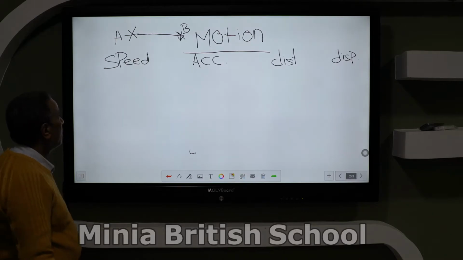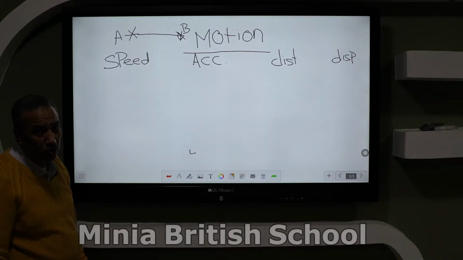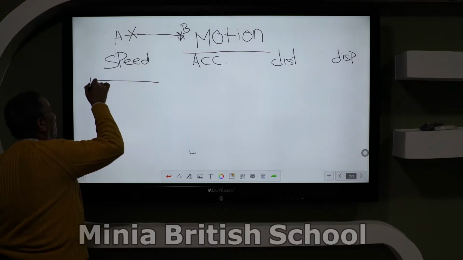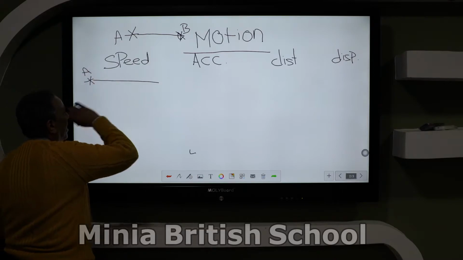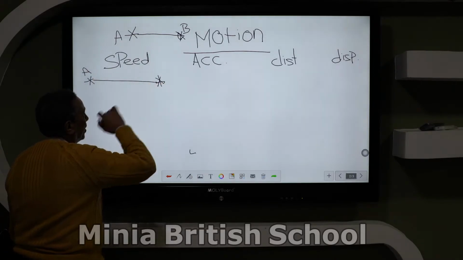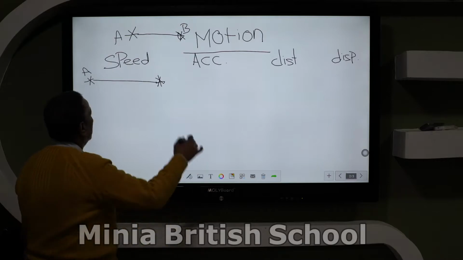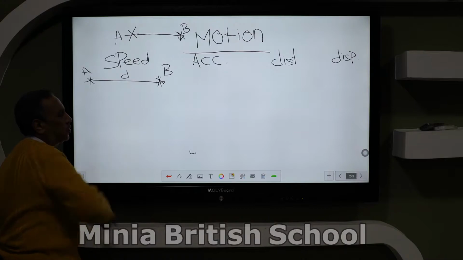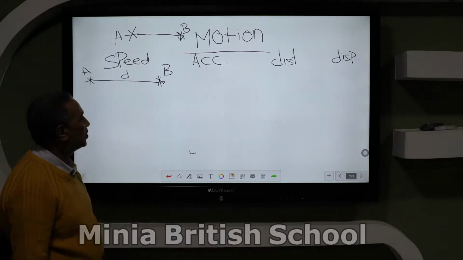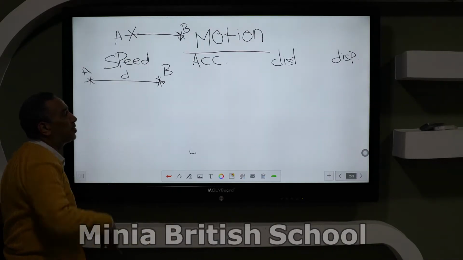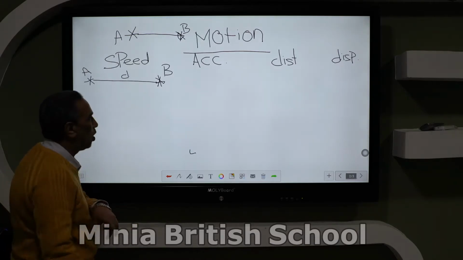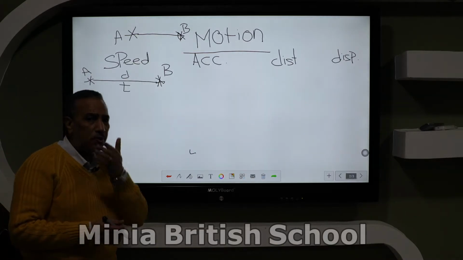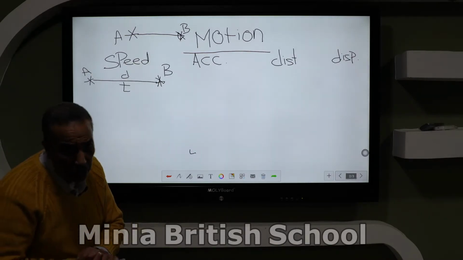What is the speed? I have two concepts to describe the speed. First, if you have an object at position A, and this object transfers from position A until reaching position B, that means the object covered a distance. This is the first factor. What is the second factor? The second factor is that it covers this distance through a certain period of time. That means I have a time. So the two concepts that describe the speed are the distance and the time.